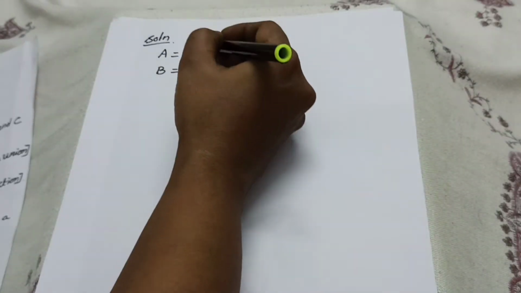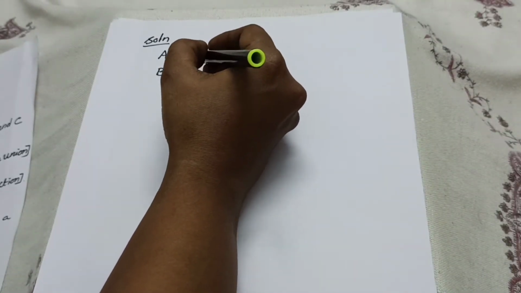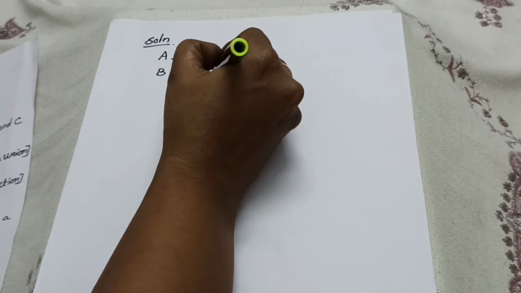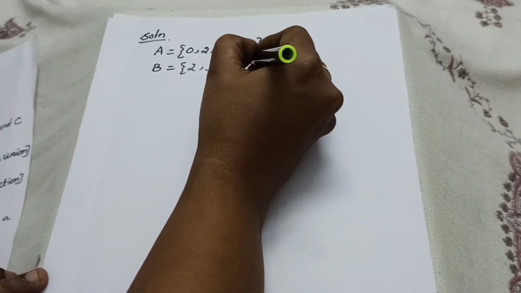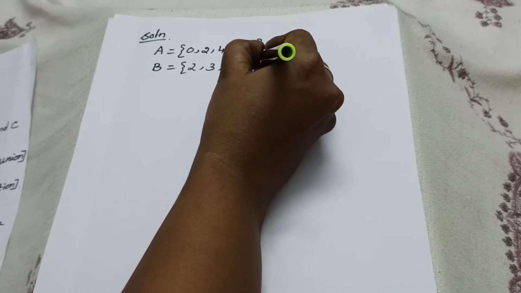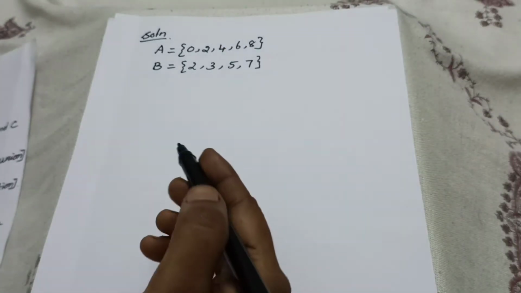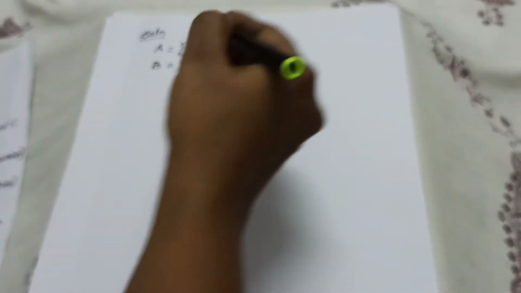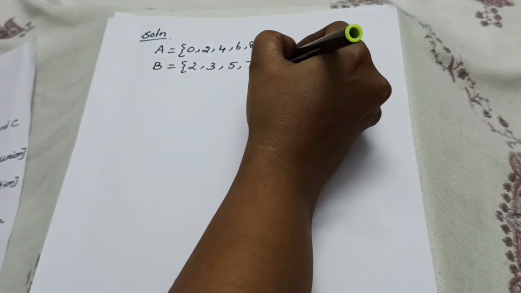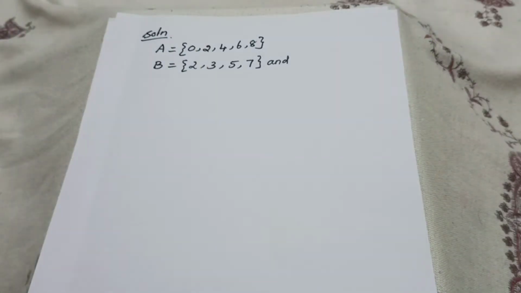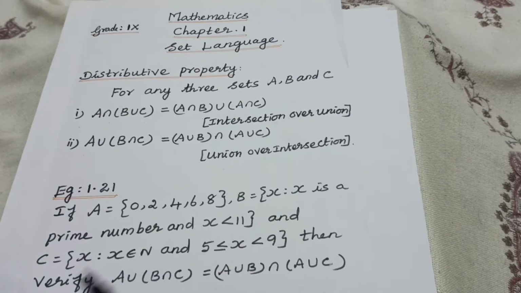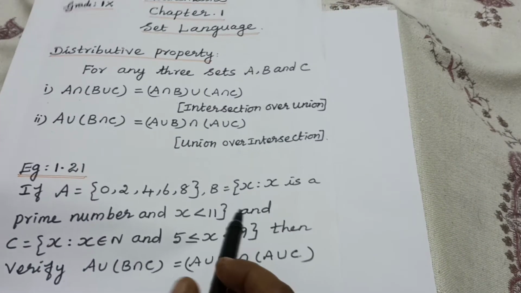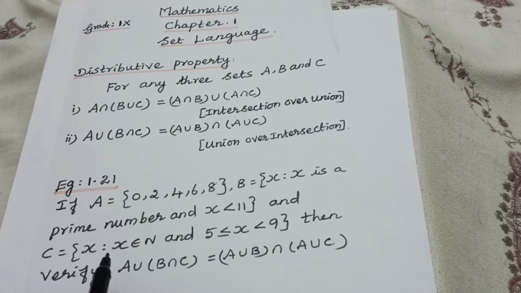What are the prime numbers? 2, very good. 2, then 3, 5 and 7. Any other numbers? No, isn't it? Here less than 11 is given, so 11 should not be taken. Then C is equal to x such that x belongs to capital N.